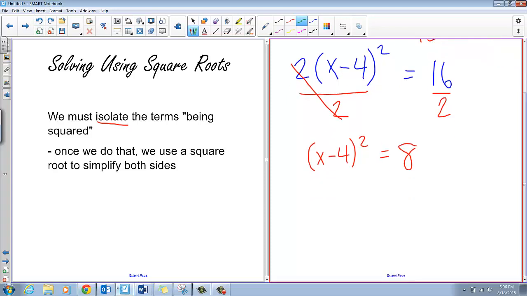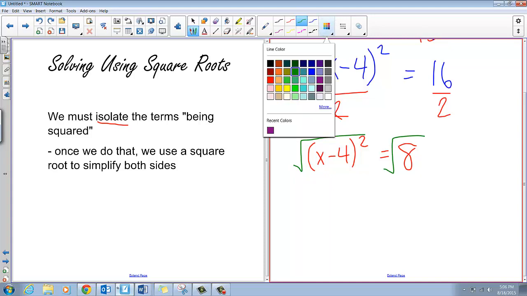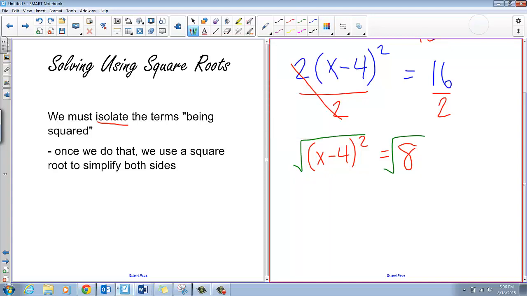So now we've gotten to this point where we can take the square root of both sides. And a square root and a square is similar to division and multiplication. They undo each other. So this square root and this square will make each other go away. And over here we are left with plus and minus the square root of 8. And it's plus and minus because a positive times a positive would be a positive number, and a negative times a negative would be a positive number as well. So we have to cover both of those.